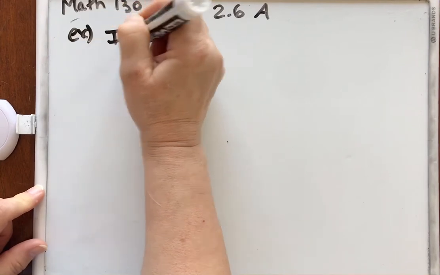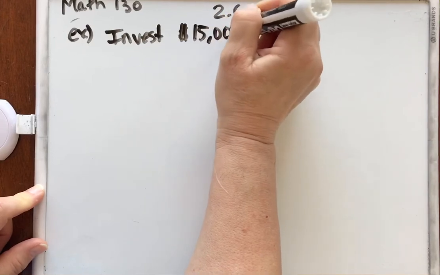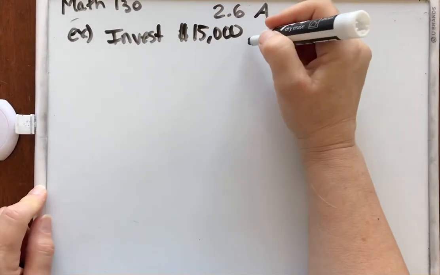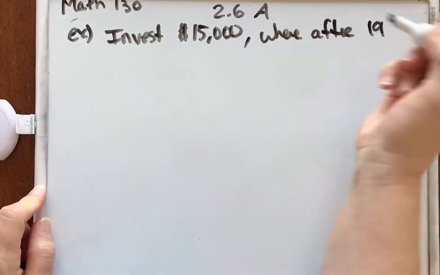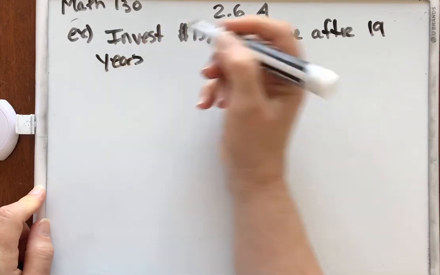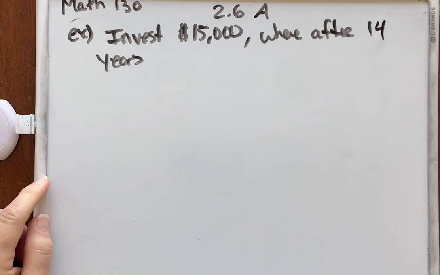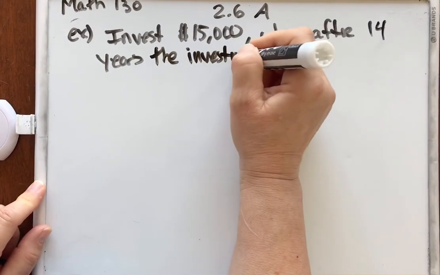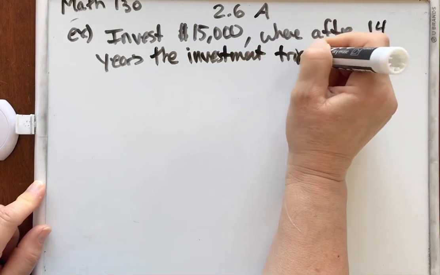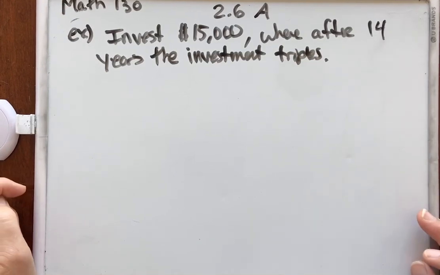Okay, we're going to invest $15,000. Boy, wouldn't that be nice to have $15,000 to invest. Where, after 14 years, the investment triples. Invest $15,000 where after 14 years the investment triples. That is a great investment.